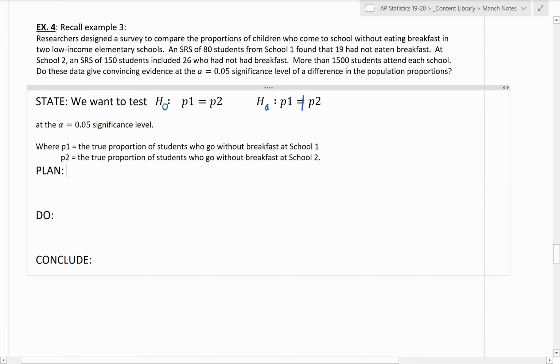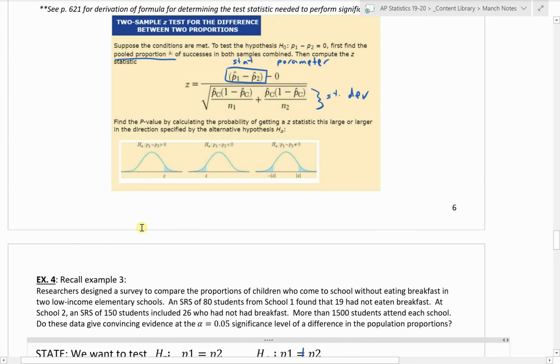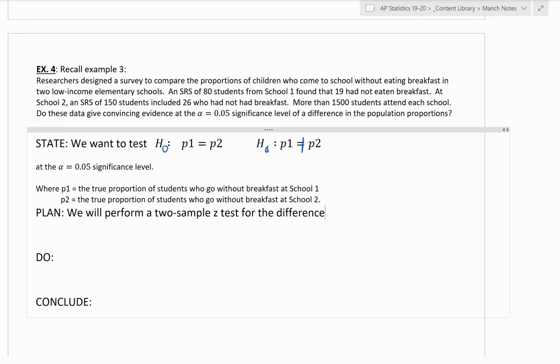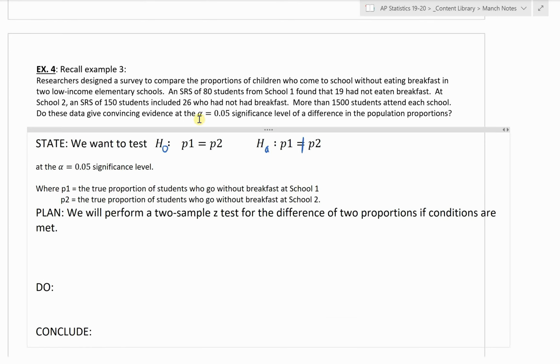Our plan is to run a significance test. This is where it can get a little bit weird. We saw that our test statistic will be Z, but remember now we have two samples. So we're going to perform a two-sample Z test for the difference of two proportions. That's what we're trying to test, if conditions are met. So let's check our conditions.